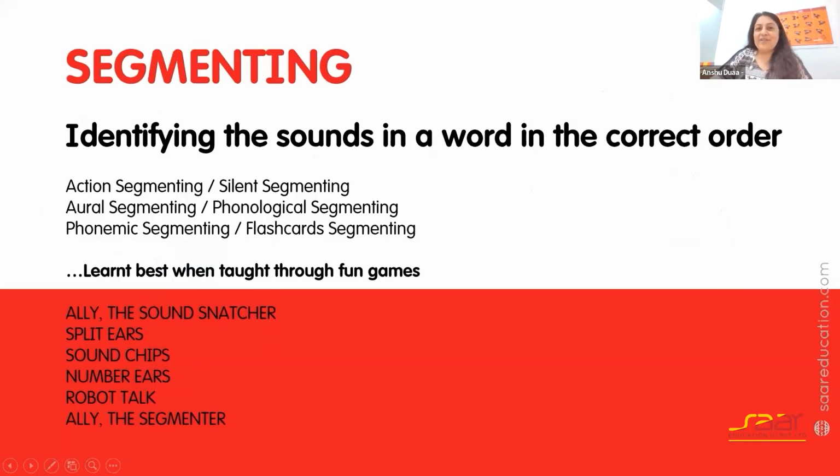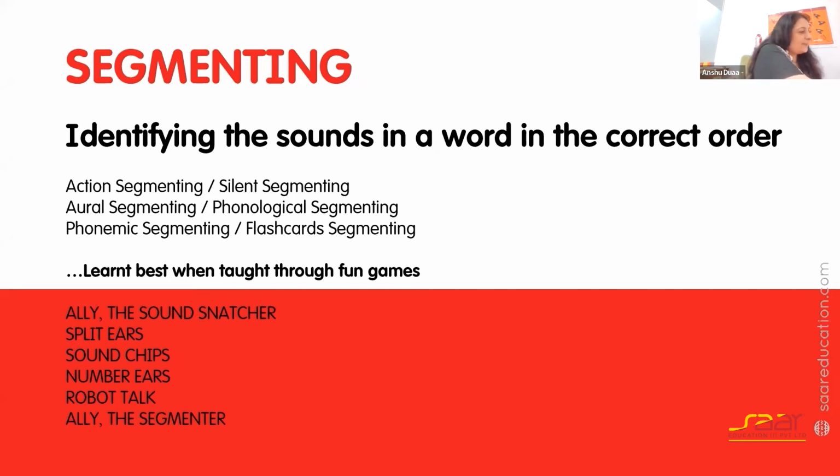So basically, identifying the sounds in the words, we can do action segmenting, we can do silent segmenting, and we can do oral or phonological segmenting, like I just did with you. S. You did not see anything, I did not put a word in front of you, but I'm just doing the tuning of the ears, right? And then comes the segmenting of the words with the flashcards.